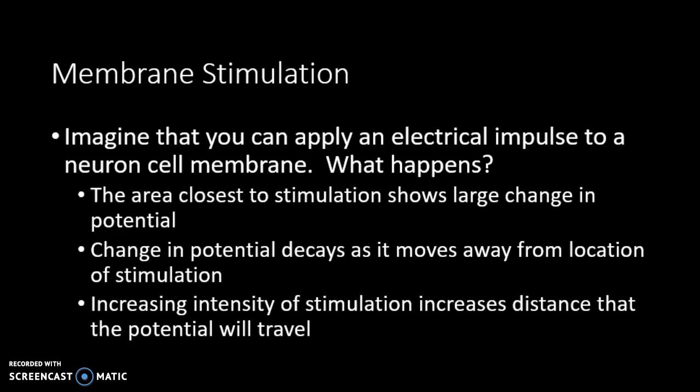So let's take some examples and put this into perspective. Imagine you apply an electrical stimulus to a neuron cell membrane. What happens? The area closest to the stimulation shows a large change in potential, right? Obviously, something stimulated close by is going to have a large change in potential. The change in potential decays as it moves further away from the location of stimulation. If we increase the intensity of the stimulation, it increases the distance that the potential will travel. Again, that goes to temporal and spatial summation.